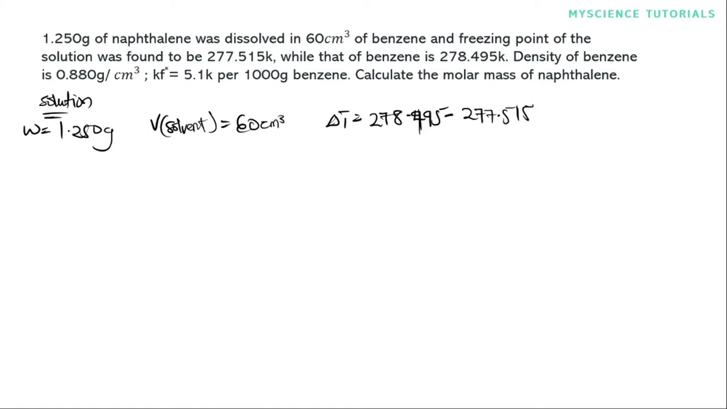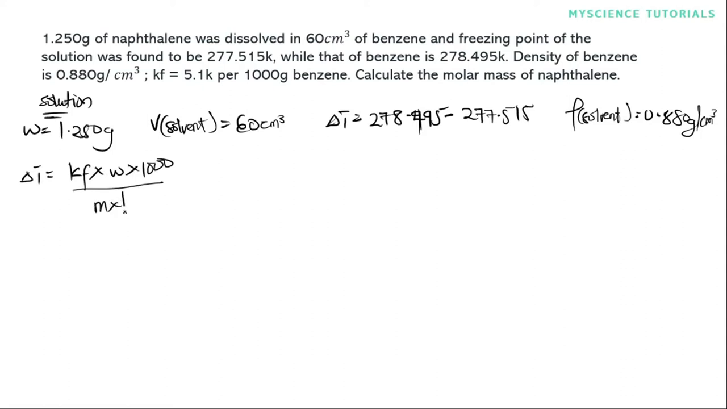Now okay, let's see what else we have. The density of the solvent is 0.880 gram per cm³, and we were given KF, so we have to calculate for the mass of naphthalene. Now if we look at this, we know delta T, as we already know, is KF multiplied by w multiplied by 1000 divided by small m multiplied by capital W. Now we can see that we have everything in the question except capital W.